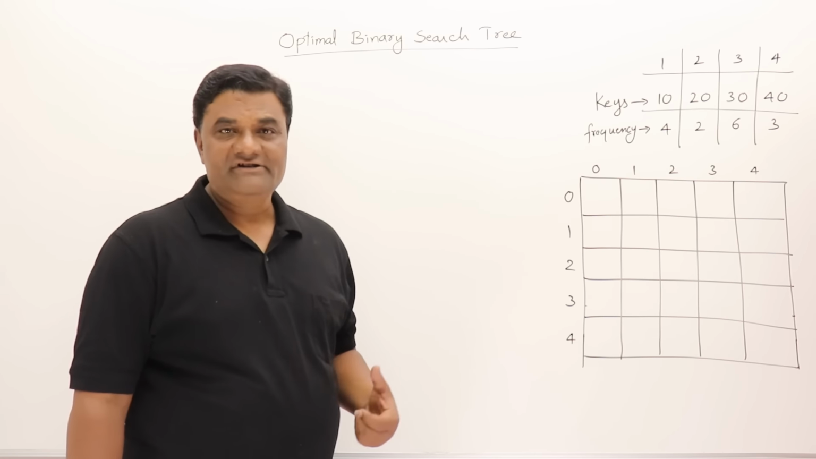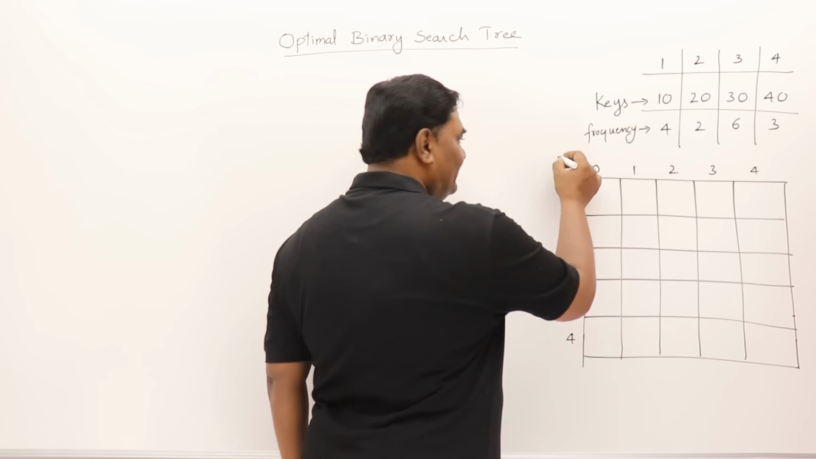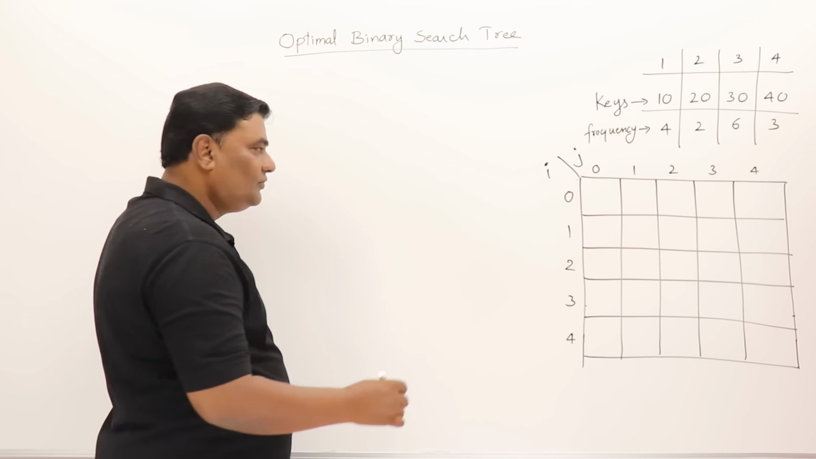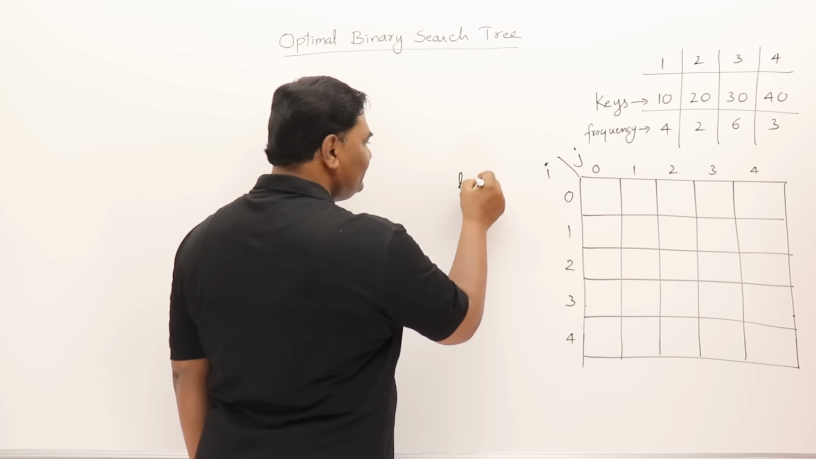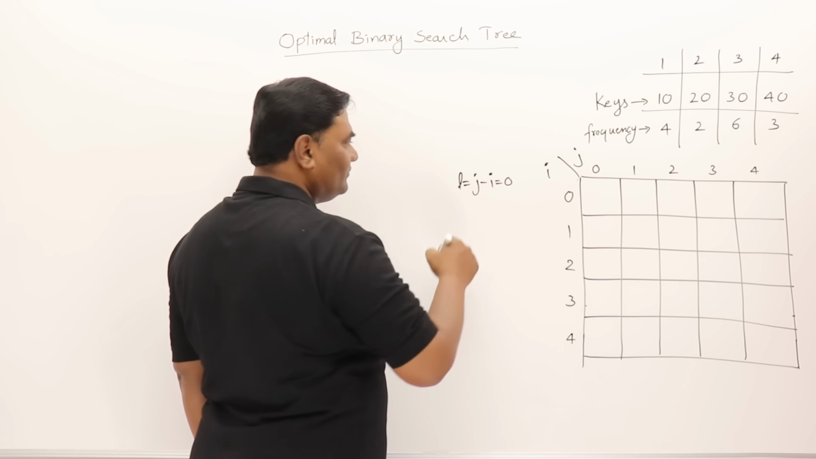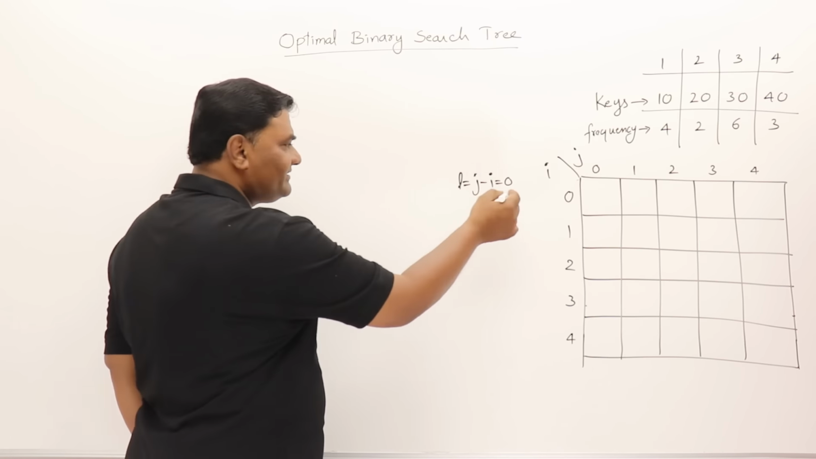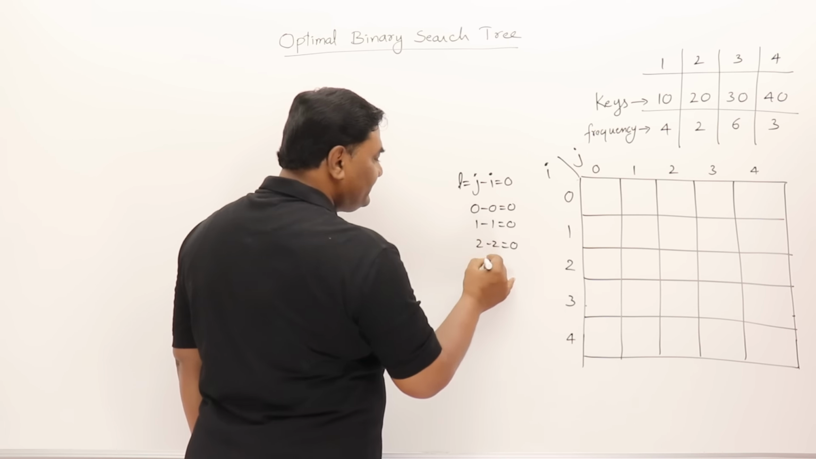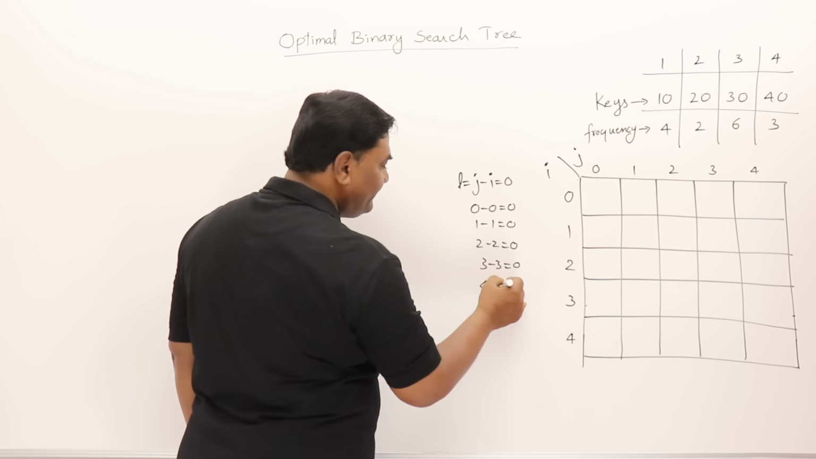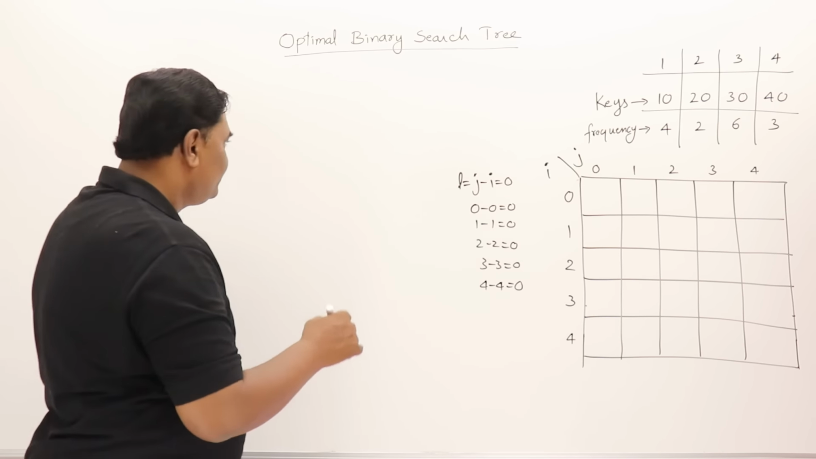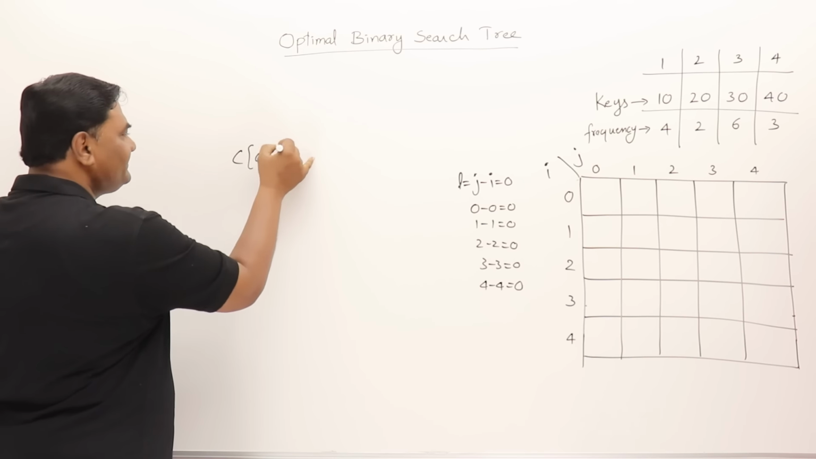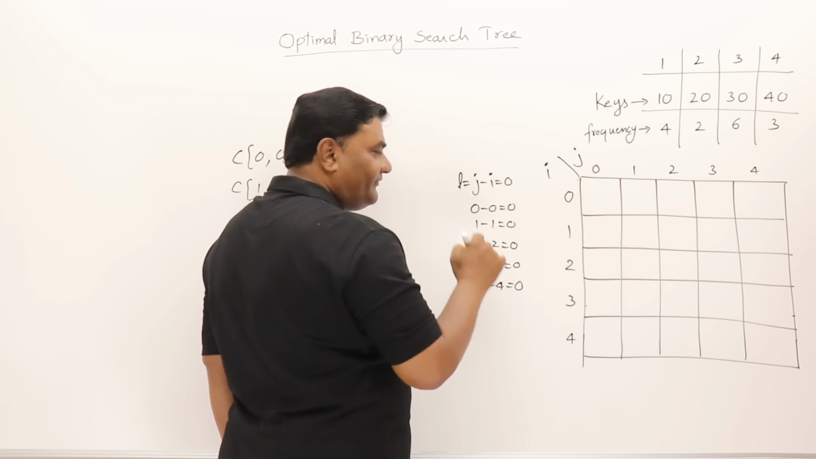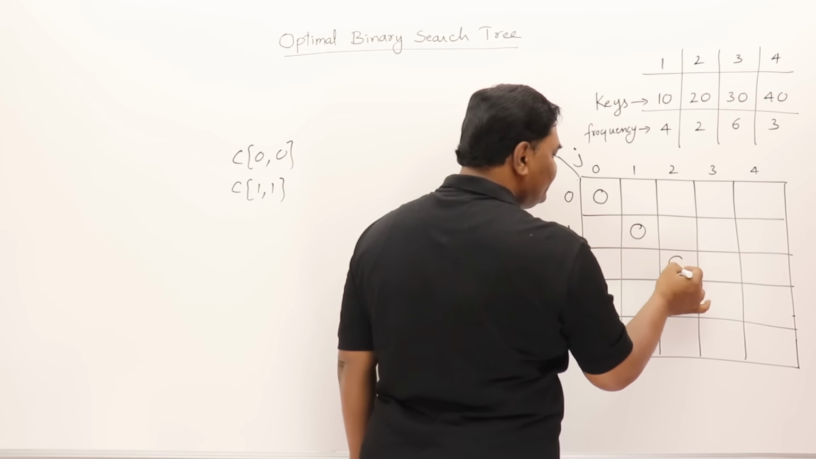Let us see how to solve this problem. Let us call these rows I and columns J. Now first of all, we will find out those values where J minus I is equal to 0. So for which values will J minus I be 0? This is 0 minus 0 is 0. 1 minus 1 is also 0. 2 minus 2, 3 minus 3, 4 minus 4. All these are 0. So it means I'll find out the cost of 0 comma 0 and 1 comma 1 and all these. So it means I'll fill up the diagonal. And for the diagonal, I'll first fill up all zeros.